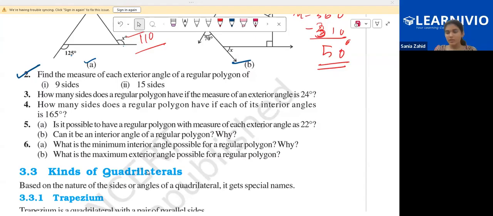Done, Duhaa? Yes, mom. Okay, what is the answer? The answer is 24. 24 degrees. Okay, that's correct. Now come to the third and fourth question.